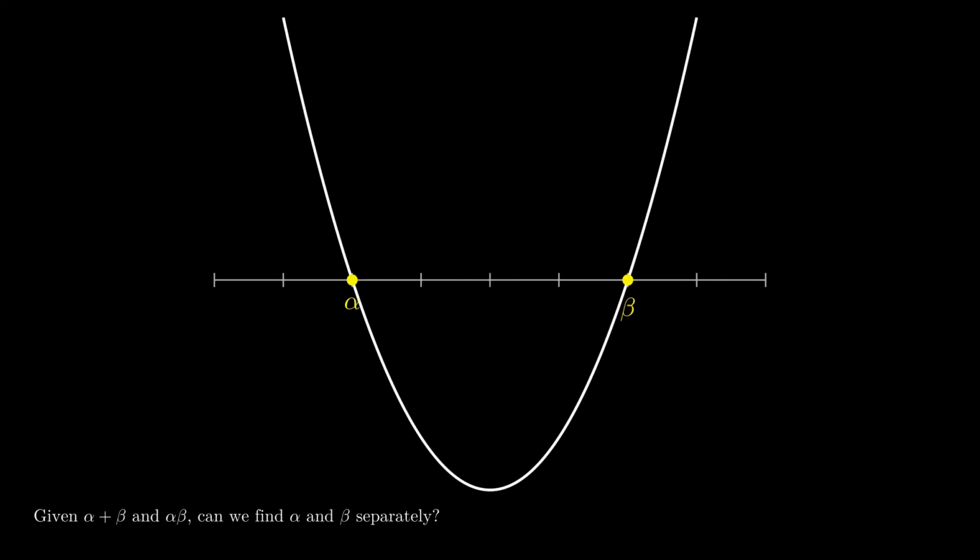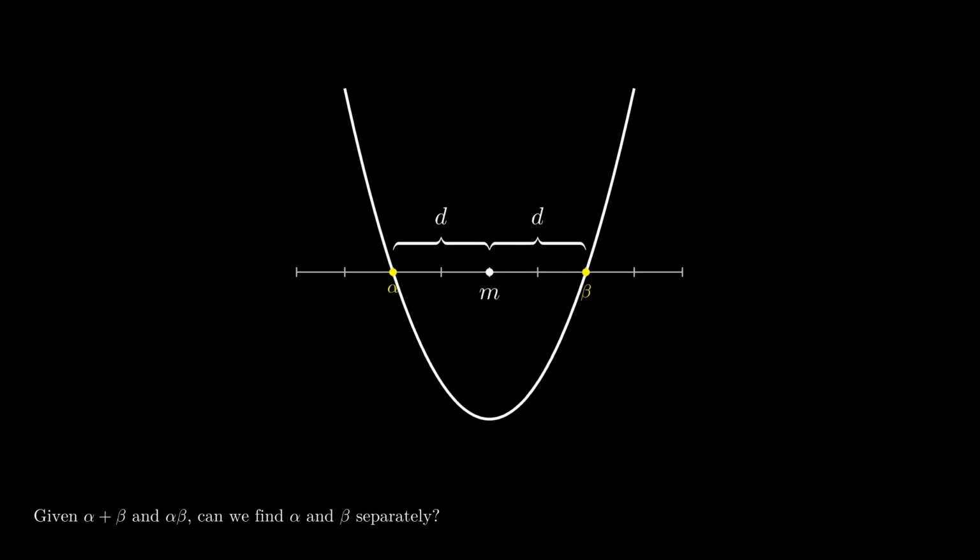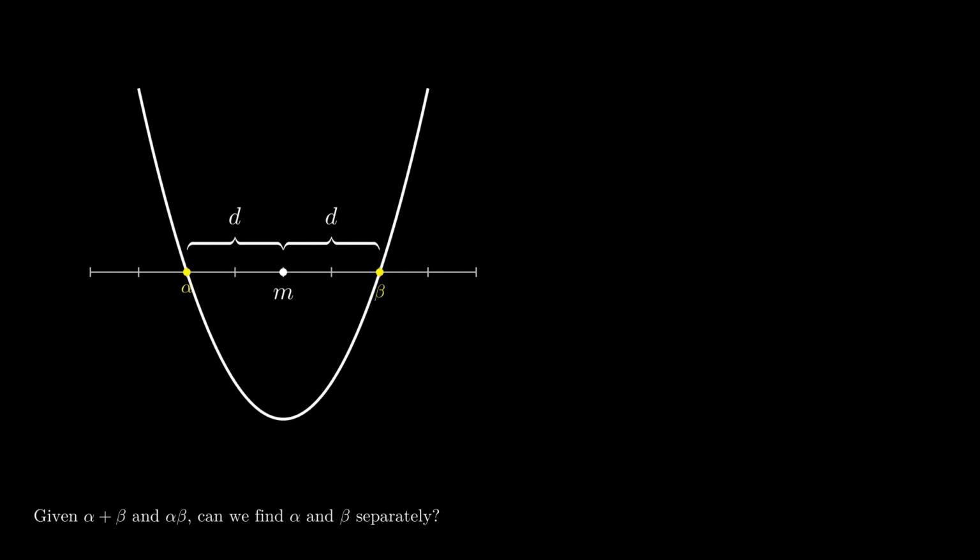Let's call these roots alpha and beta, and visualize them with a graph. Between alpha and beta, there is a midpoint, which we will call m. Notice that m has the same distance from alpha and from beta. Let's call this distance d. Now, we can express the roots in terms of m and d. Alpha is the midpoint minus that distance, while beta is the midpoint plus that distance. In other words, the roots, which are alpha and beta, are just the midpoint plus or minus the distance d.